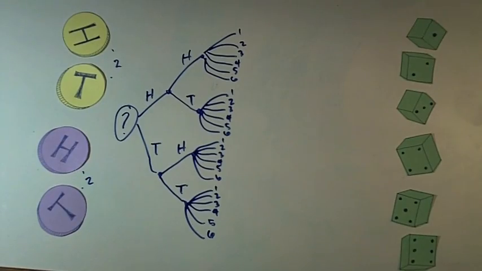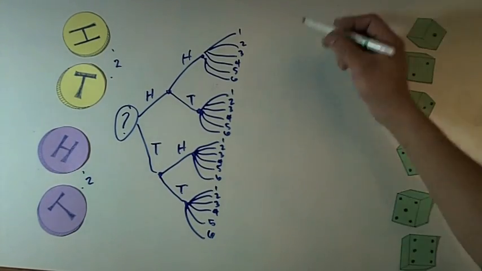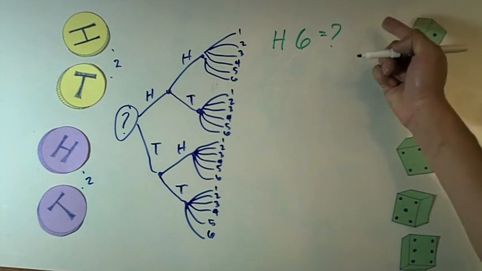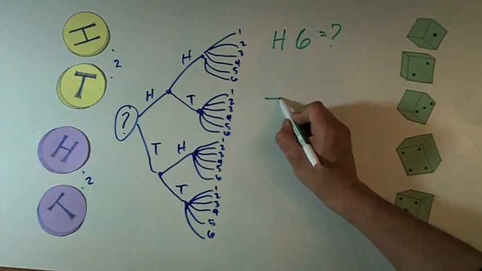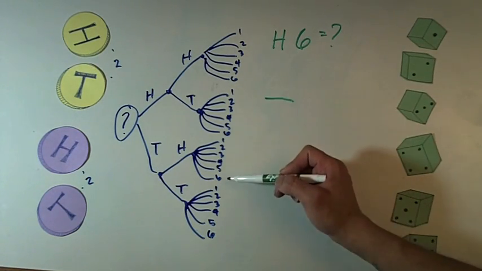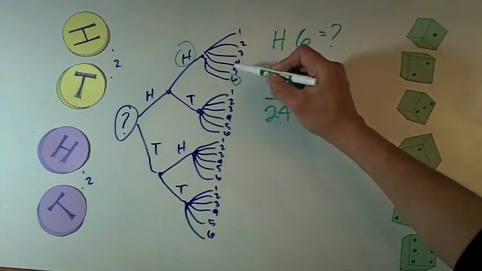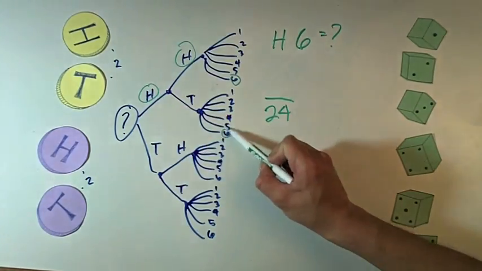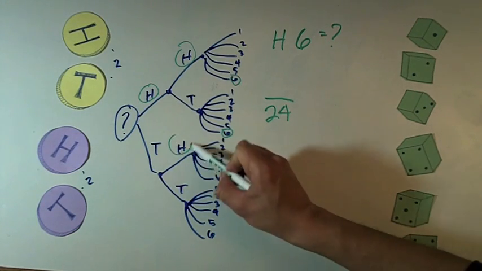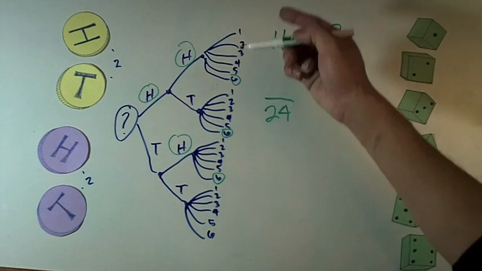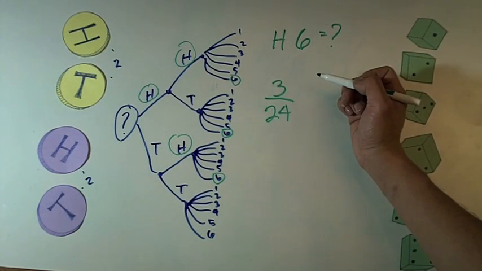Okay, we're back again. So we're trying to find out what is the probability of H and 6. So 1 heads and a 6. So let's look down here, and we have 24 options, and we're trying to look for a heads and 6. So that's one combination. Ooh, there's a heads and a 6, and a heads and a 6. So I have 3. Do you see any more? No, that's it. 3 out of 24.